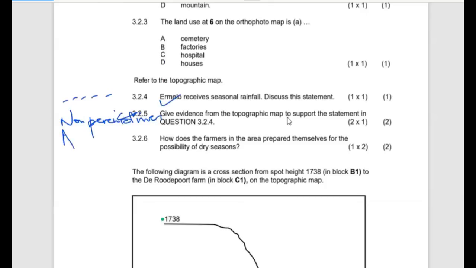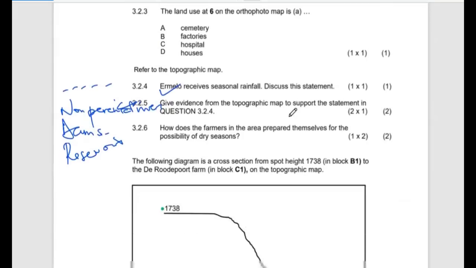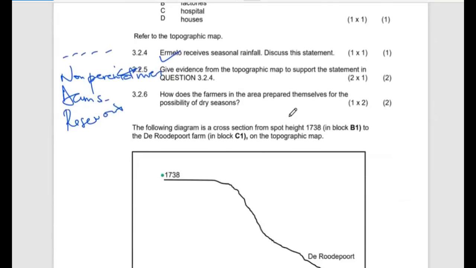And also if you check an area with quite a number of dams, it shows that water is a scarce commodity which needs to be conserved through damming. And also if you check some other suggestions like reservoirs, if you see an area with a number of reservoirs, it means also that the area does not have plenty of rainfall. It is dry in some other given seasons. So you just have to check on the map and try to find out evidence to support that the area receives seasonal rainfall.